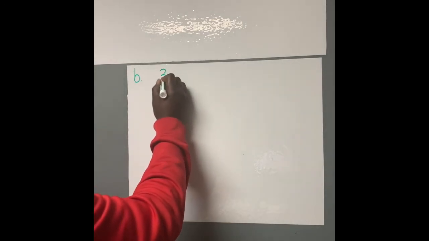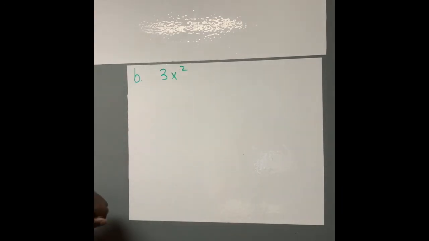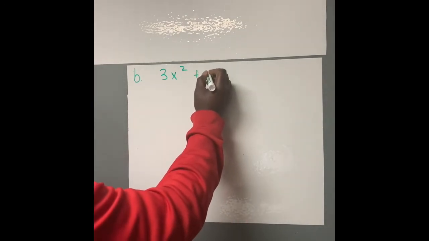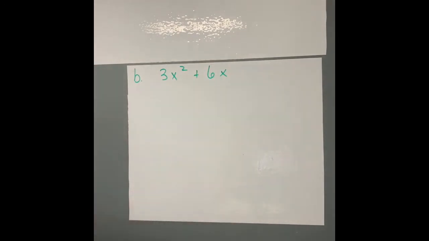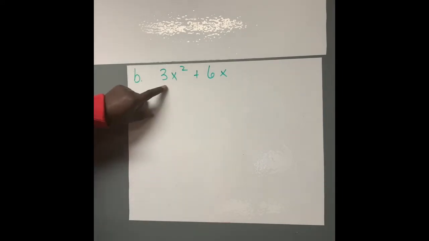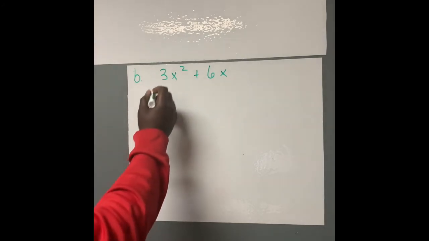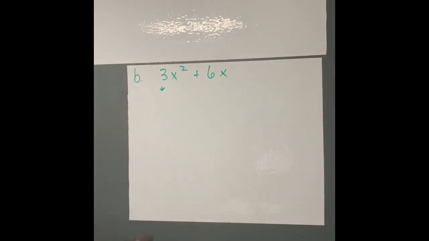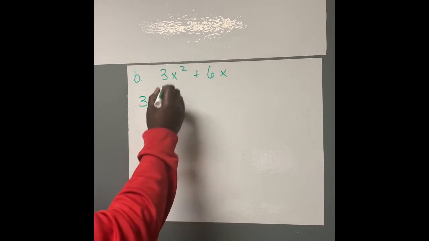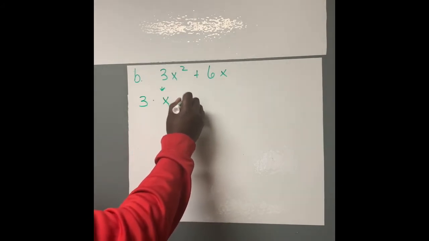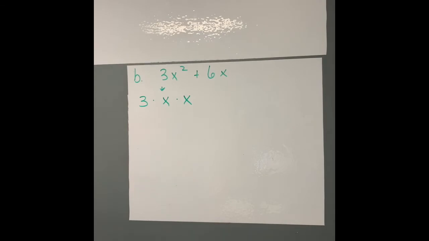we had 3x squared plus 6x. So I'm going to essentially break this down again to find the GCF, all right? So when I have 3x squared, I'm going to break it down, and this is really saying 3 times x times x. And what we're actually doing is we're breaking these down into the basic building blocks, which are called prime factors.